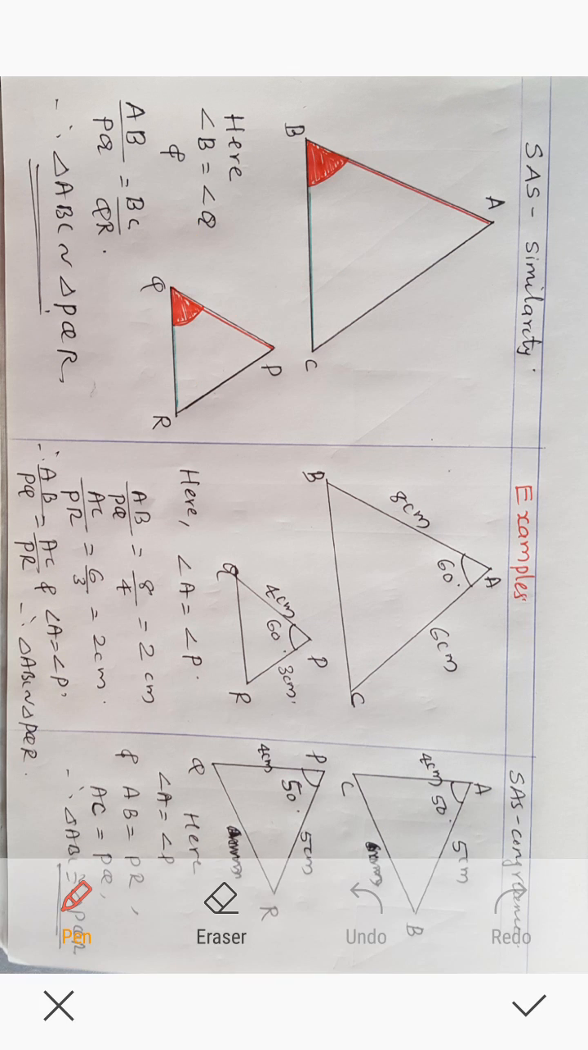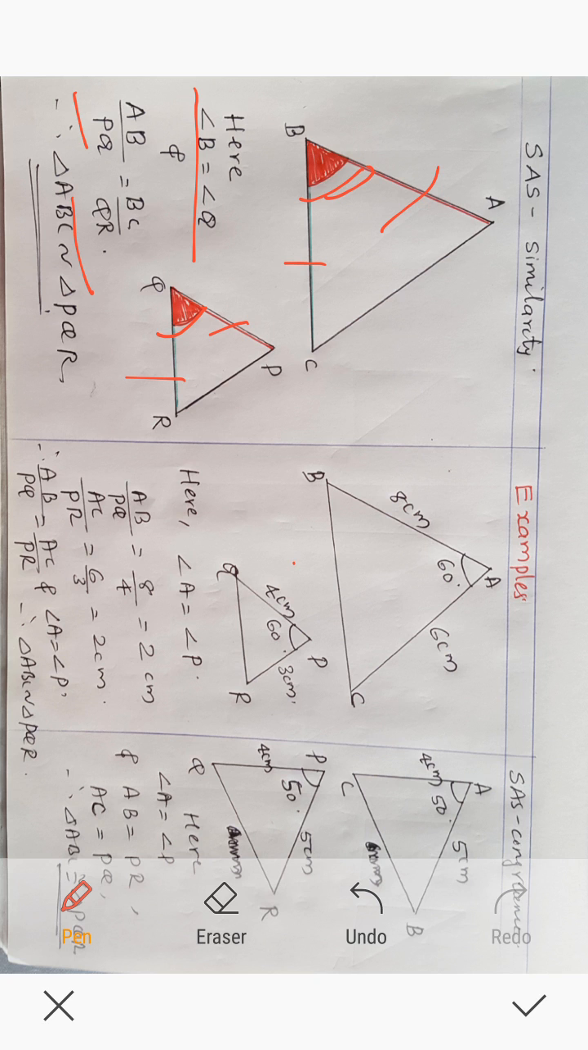That is SAS similarity. Two triangles are said to be similar by SAS similarity if one angle of one triangle is equal to an angle of the other triangle and the sides including the angle are in the same ratio, or they are proportional. Here in this case angle B equals angle Q and AB by PQ equals BC by QR. Then we can say triangle ABC is similar to triangle PQR by SAS similarity.